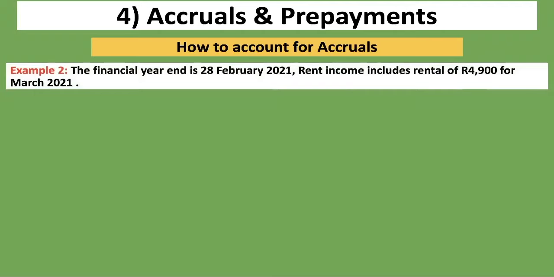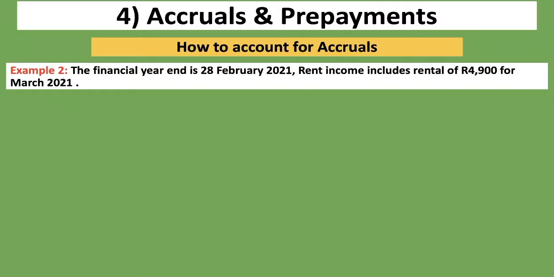Here we are told that the financial year end is 28 February 2021. Rent income includes rental of 4,900 Rand for March 2021. So what is happening here? Well, we have a financial year end. It's the same as the previous example, 28 February 2021.